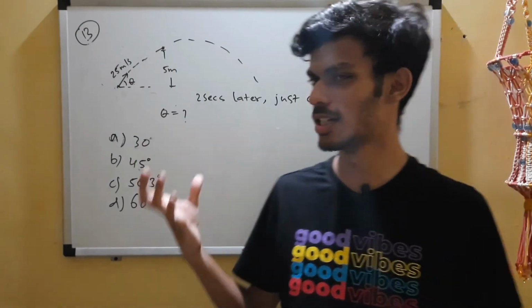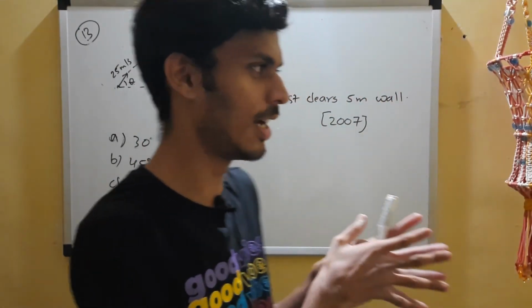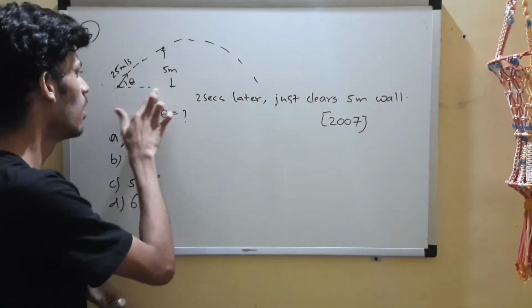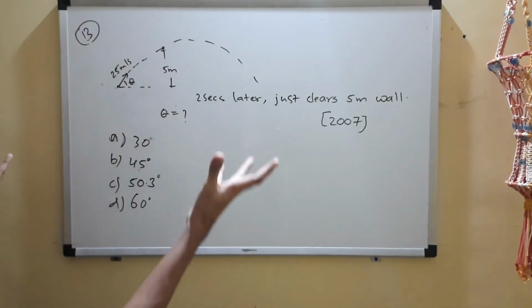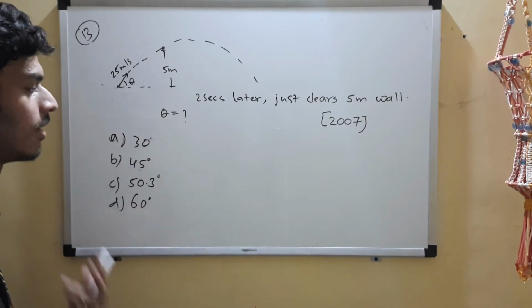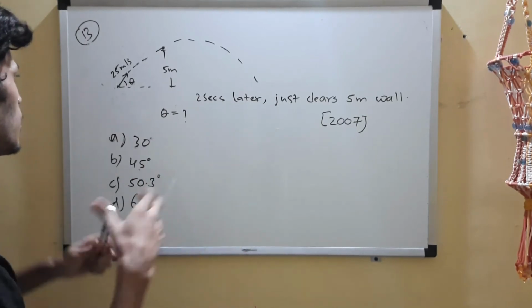Because this question does not give a direct approach, right? This question is not very clear about the way you are supposed to approach it. Okay, how will we find theta? There's some random scattered data given to us. Okay, so just follow me.